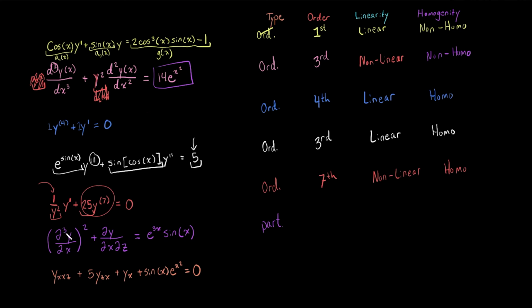Now, if we look at the order, it's going to be our highest derivative. So we have our third partial derivative right here. Third partial, this seems to be the highest one. So this is indeed a third order differential equation.